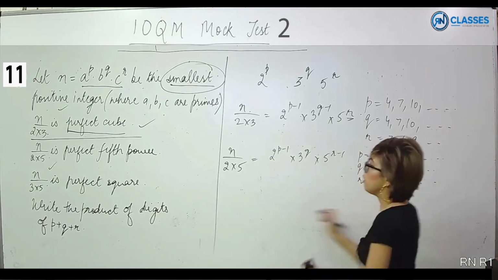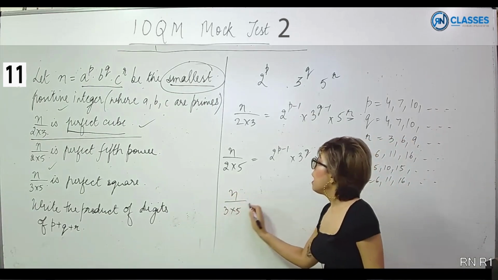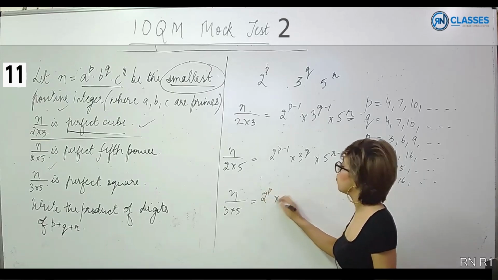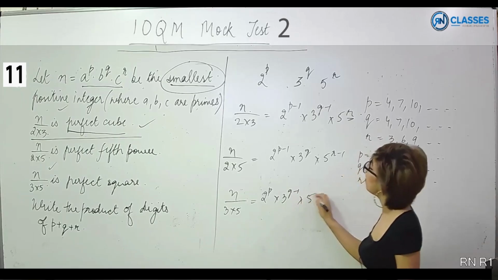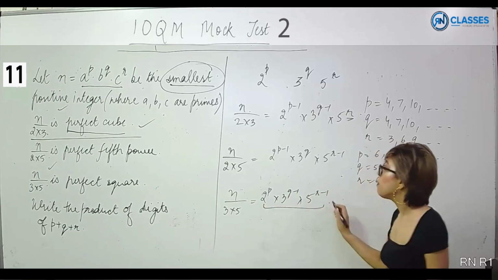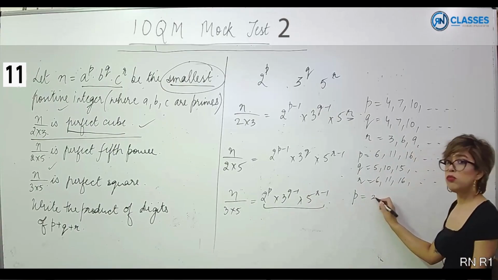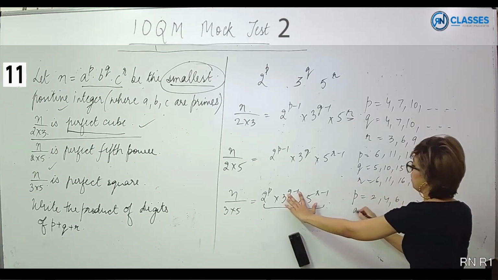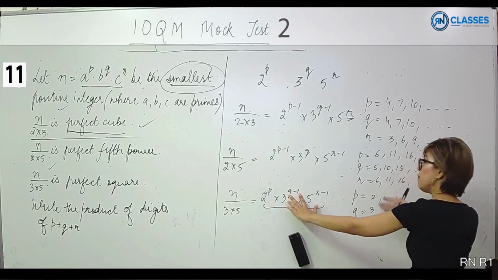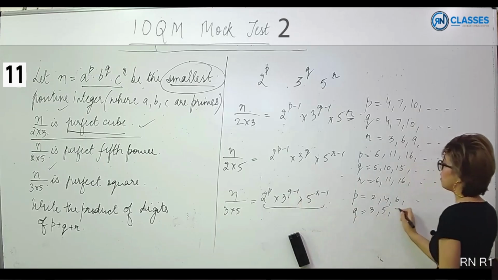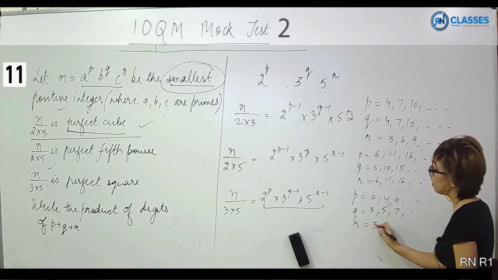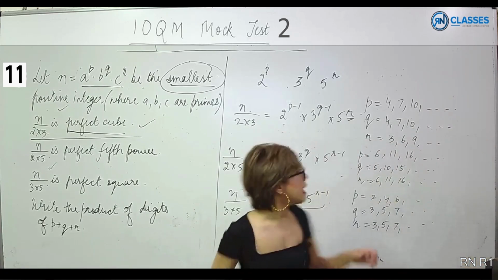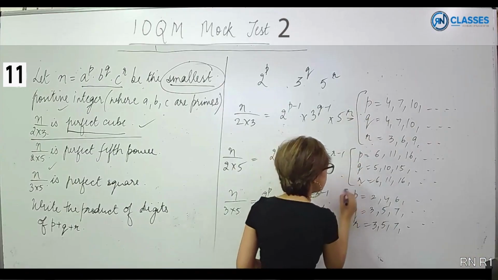Right? Similarly, you will write for n by 3 into 5: 2 raised to power p into 3 raised to power q minus 1 into 5 raised to power r minus 1. Now this has to be a perfect square. P is 2, 4, 6 and so on. Q minus 1, if it is 2, then that means q is 3. Q minus 1, if it is 4, then q is 5. So 3, 5, 7 and so on. And r will go on the same. Right? Now you need to find p, q and r which satisfy this condition, this condition, this condition.